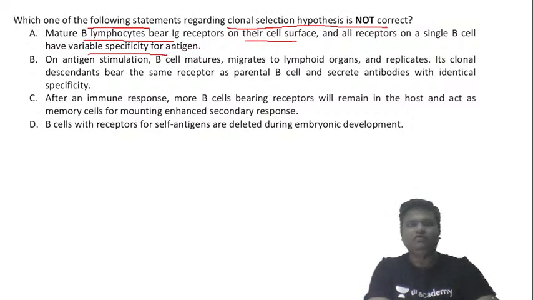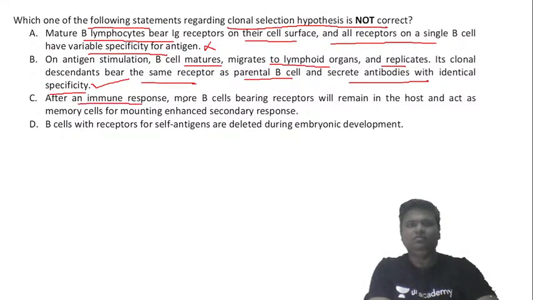Here it is asking which of the following statements regarding clonal selection hypothesis is not correct. It is saying that all the receptors on a single B cell have variable specificity for antigen. So this is a wrong statement. On antigen stimulation, B cell matures, migrates to lymphoid organs and replicates. Its clonal descendants bear the same receptor as the parental B cell and secrete antibodies with identical specificity. This one is a correct option.